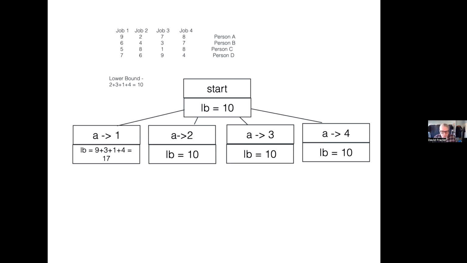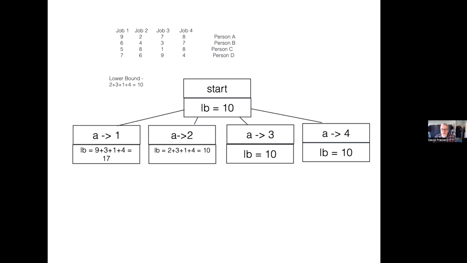Now we're going to assume that A takes job 2. That's a 2 there. And then we do the lowest of the other rows, not including job 2. So that's a 3 plus a 1 plus a 4. Which equals 10. We're still at our theoretical lower bound.